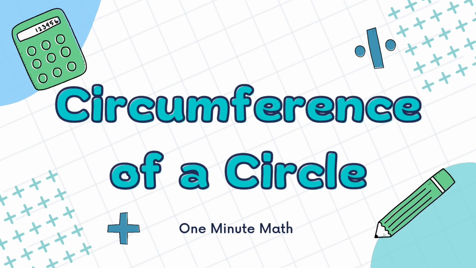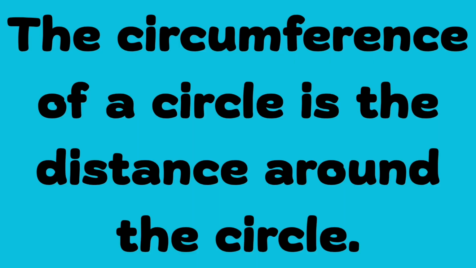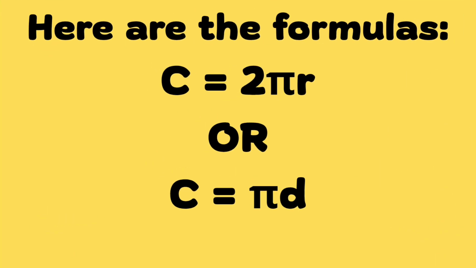Today we're talking about how to find the circumference of a circle. The circumference of a circle is the distance around the circle, kind of like perimeter. Here are the two formulas to find the circumference.